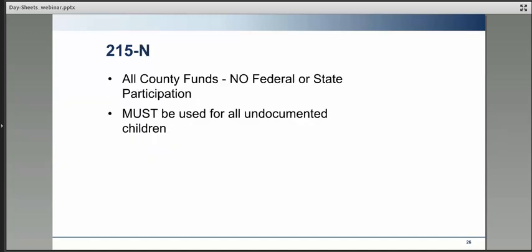And then there's N, like we talked about before. This is an all-county fund pot. There is no federal or state participation, and it must be used for all undocumented children. This is not a choice. If the child you are serving in 215 is undocumented, then you must use N for that code.